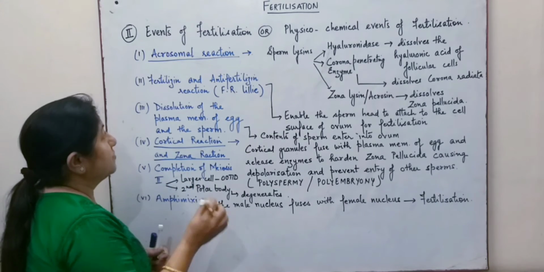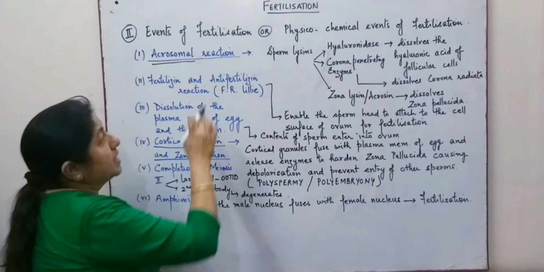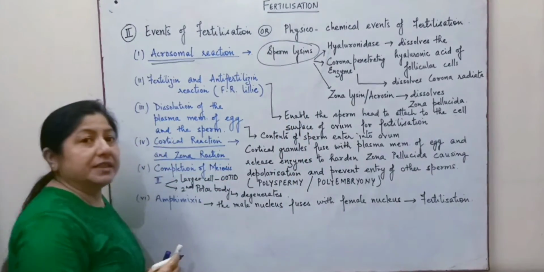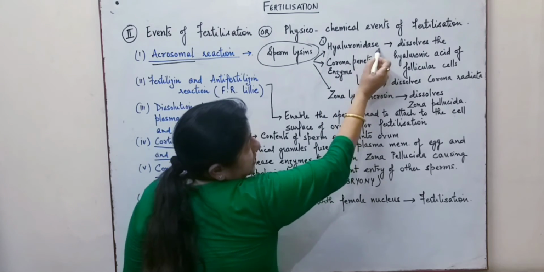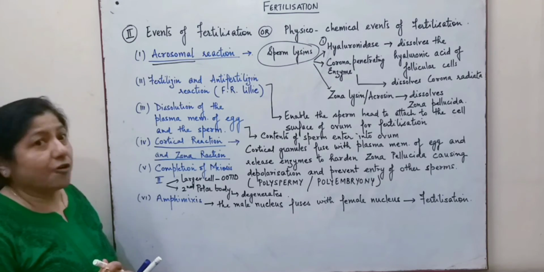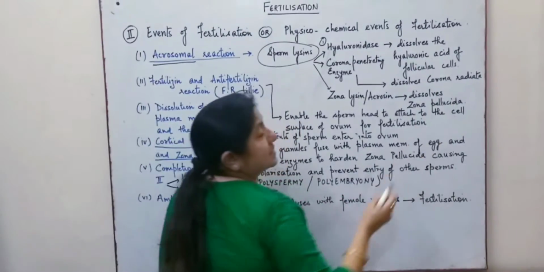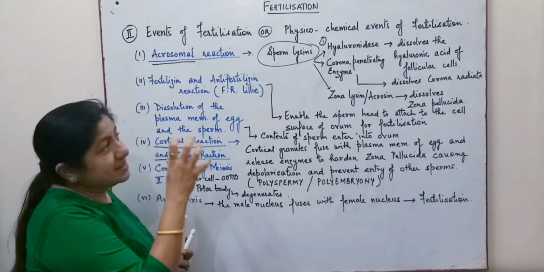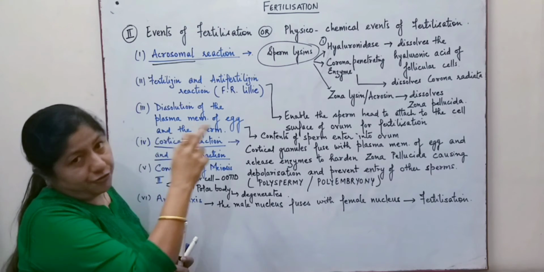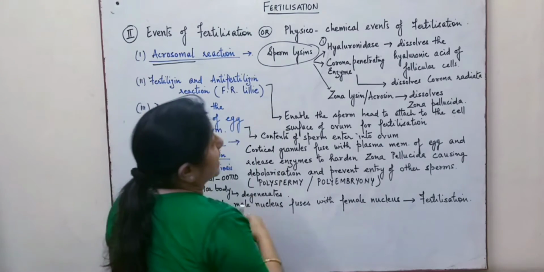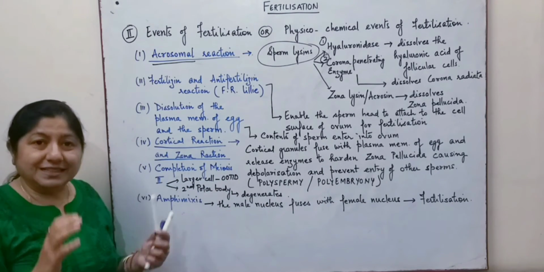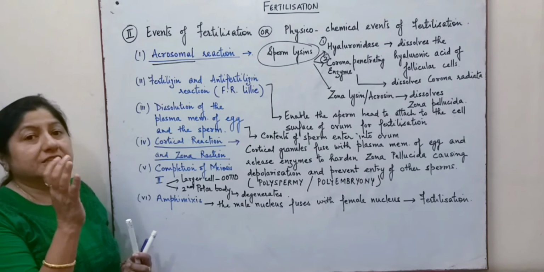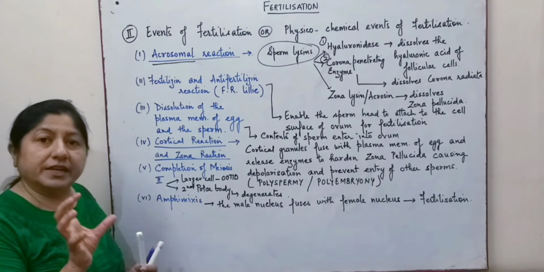The acrosome area of the sperm consists of certain sperm lysins. These are enzymes, and the first is hyaluronidase. Hyaluronidase dissolves the hyaluronic acid of the follicular cells which are present around the ovum. The second enzyme is the corona penetrating enzyme. The corona radiata layer, which is present outside the zona pellucida, needs to be removed, so this enzyme dissolves the corona radiata, the outer layer of the ovum.